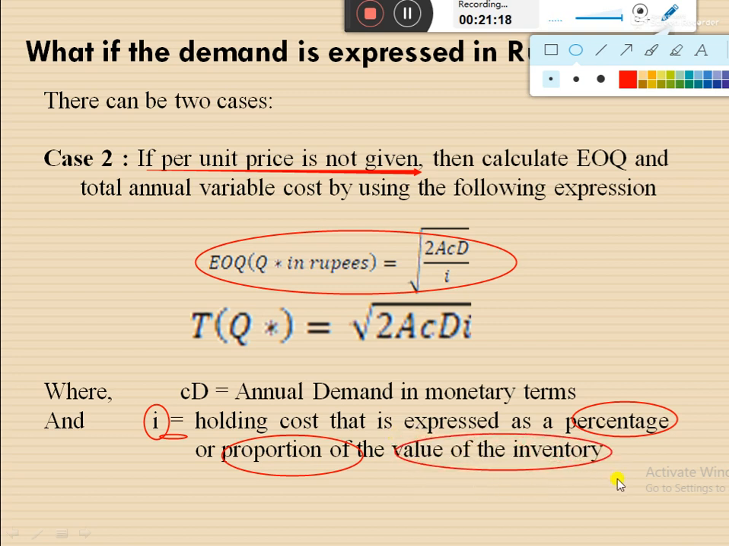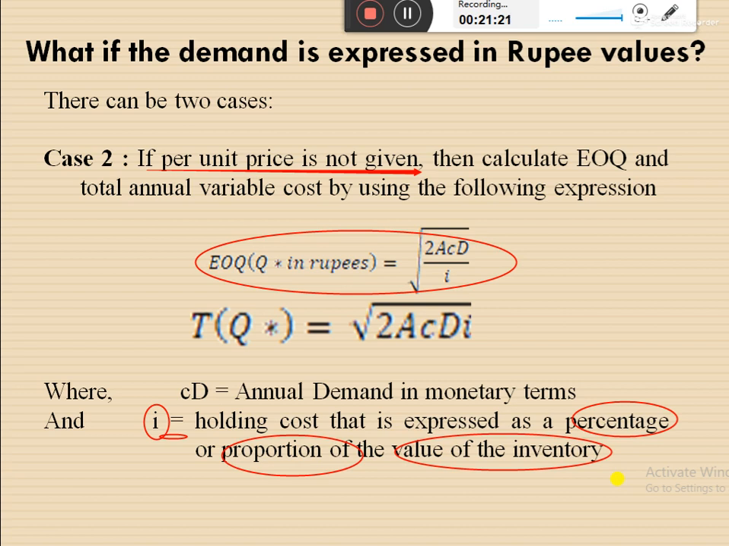Remember that if demand is expressed in rupee values and per unit price is not given, in that case the holding cost must be given in terms of percentage or proportion of the value of the inventory. So always keep in mind while dealing with such type of problems that if demand is expressed in rupee terms and the unit price is not given, in that case holding cost must be given in terms of percentage of the inventory value.